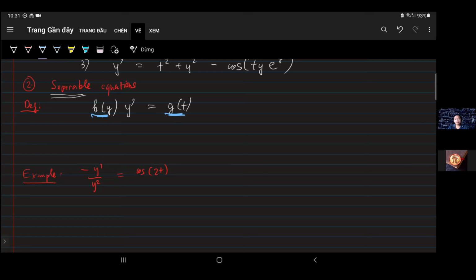Okay, and the way for you to solve it is just to take the antiderivative, the integral of both sides, like this.